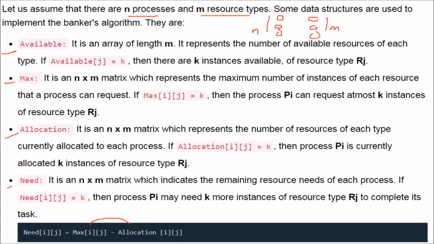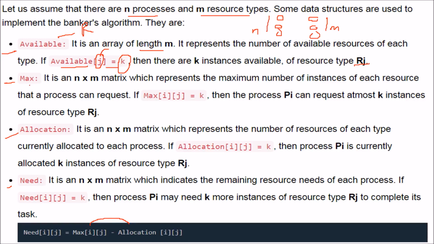Available is an array of length m, and this will represent the number of available resources. Available means available resources of each type. If available[j] is k, that means there are k instances, or k availability, of resource type j, that is Rj.